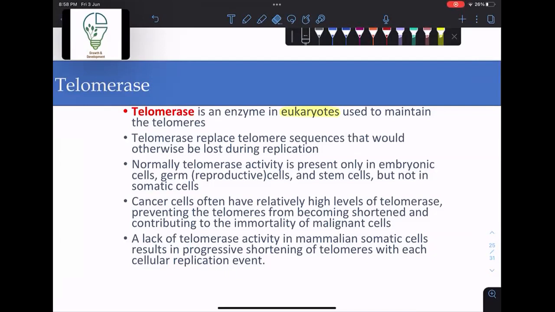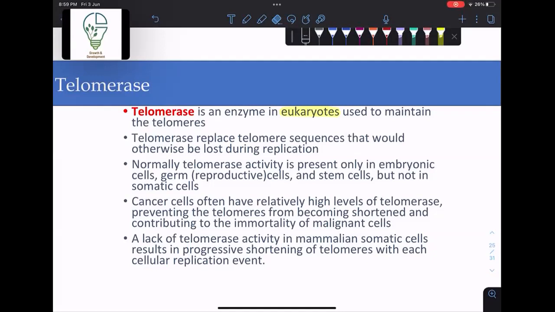However, in other cells, such as cardiac cells or brain cells or hepatocytes, we actually do not have telomerase. So all the cells that are not reproductive cells, that are not germ cells or stem cells, they're called your somatic cells, right? And they don't have this telomerase. Cancer cells, however, sometimes have a very high level of telomerase, which is actually very smart.